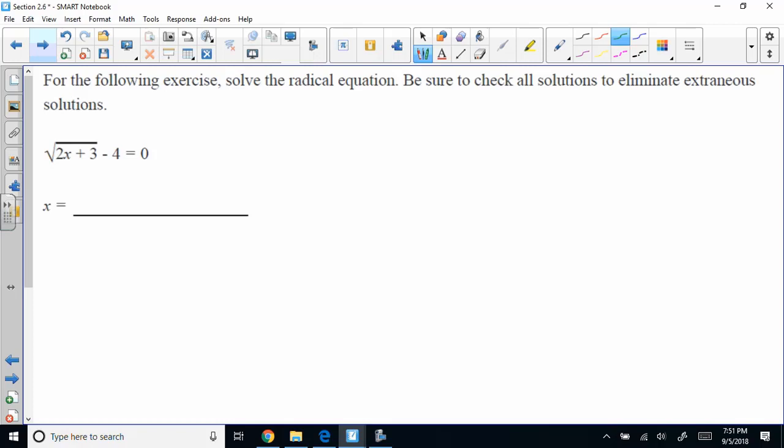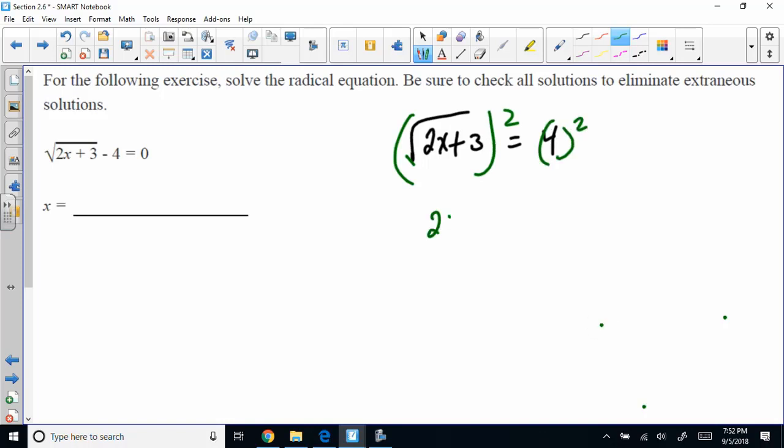And we're going to have some that have two. But here we go. So the first thing is we're going to take my negative 4 and move it to the other side, right? Guaranteed. And how do you get rid of a square root? You square it. Good. What you do to one side, you have to do to the other.